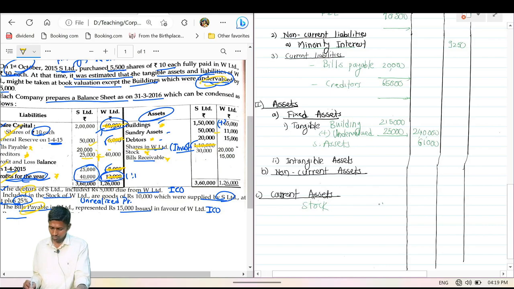in particular column only. स्टॉक का अमाउंट देखो, स्टॉक का अमाउंट है इधर, थोड़ा सा ऊपर आया है, 30 + 20 = 50,000 रुपीज स्टॉक का अमाउंट, 50 एक लाइन। ओके, देन आफ्टर दैट वी हैव डेटर्स। डेटर्स भी करंट एसेट का पार्ट है, तो डेटर्स 20 + 15 = 35,000.